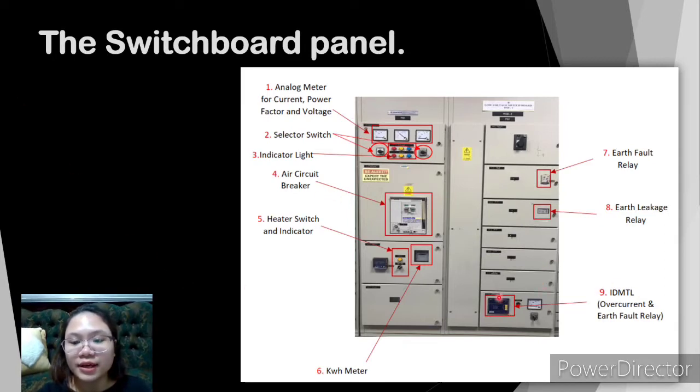Lastly, we have IDMTL, overcurrent and fault relay, which to protect electrical power system against excessive currents which are caused by such as short circuits and ground faults.